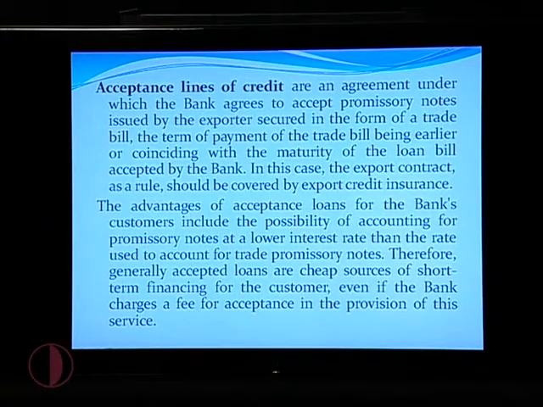Next one is acceptance lines of credit. They are an agreement under which the bank agrees to accept promissory notes issued by the exporter, secured in the form of a trade bill, the term of payment of the trade bill being earlier than or coinciding with the maturity of the loan bill accepted by the bank. In this case, the export contract as a rule should be covered by export credit insurance.